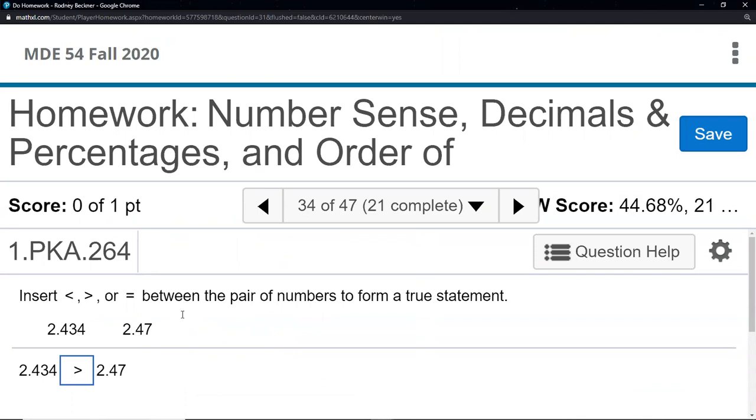So this 2 is in the ones, this 2 is in the ones. They're the same, so we go to the tenths. This is a 4, this is 4, they're the same, so we go to the hundredths. This is a 3, this is a 7.